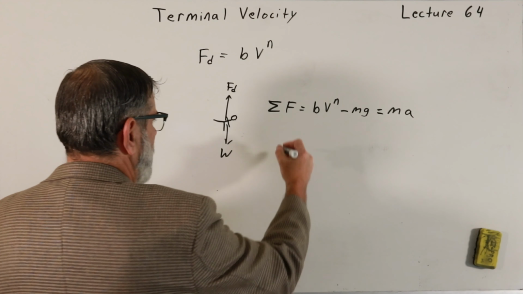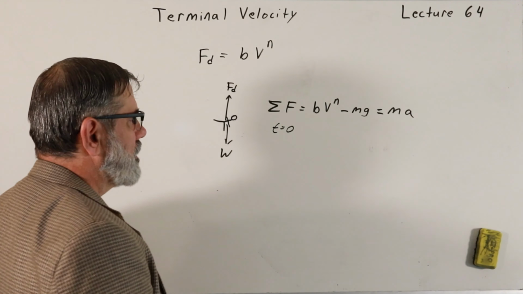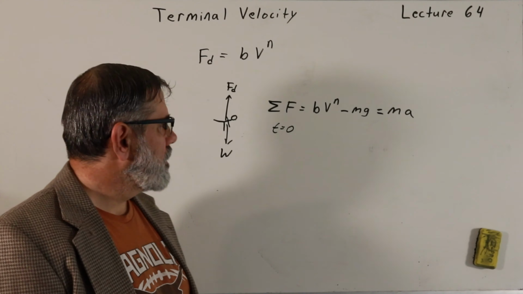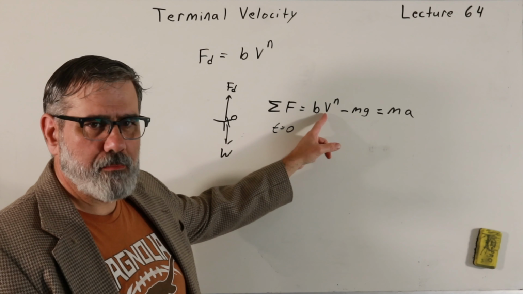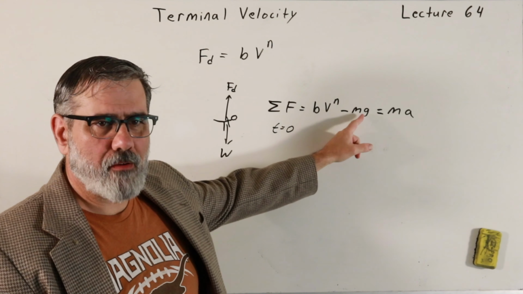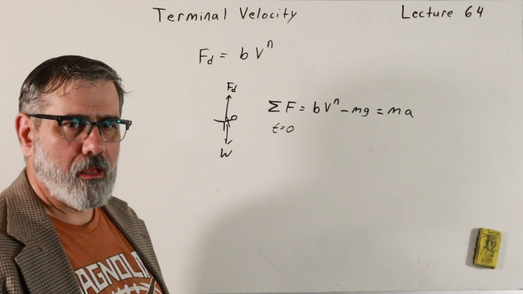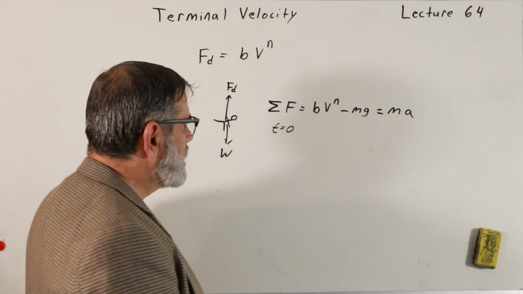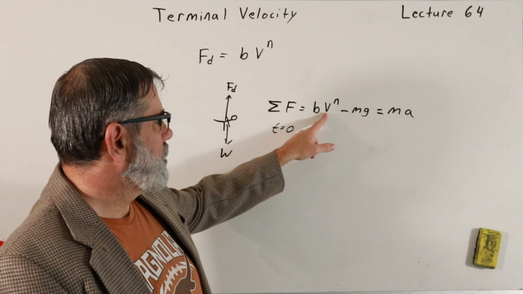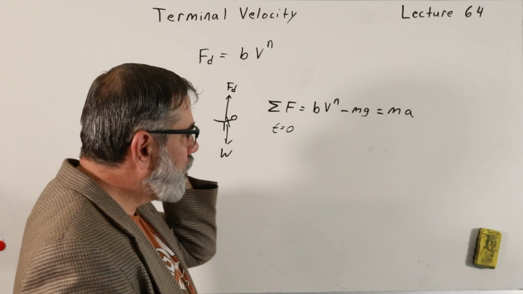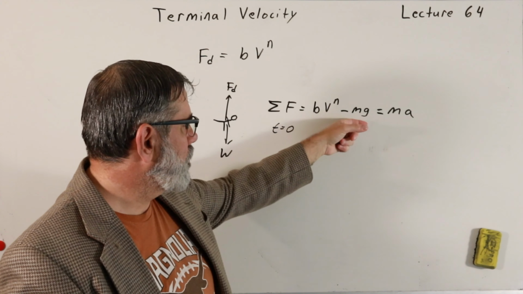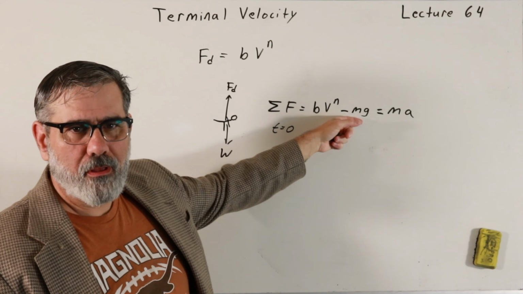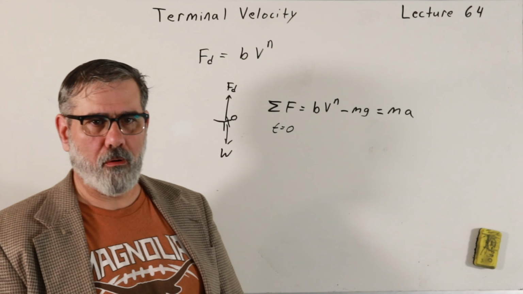So at t equals 0, the velocity is equal to 0. I said we had no initial velocity, right? So our velocity will be 0, which means the drag is 0, which means we just have the acceleration due to gravity, yes? And then as time goes on, this velocity is going to increase, and at some point, this force of drag will be equal to your weight, and the acceleration will become 0.